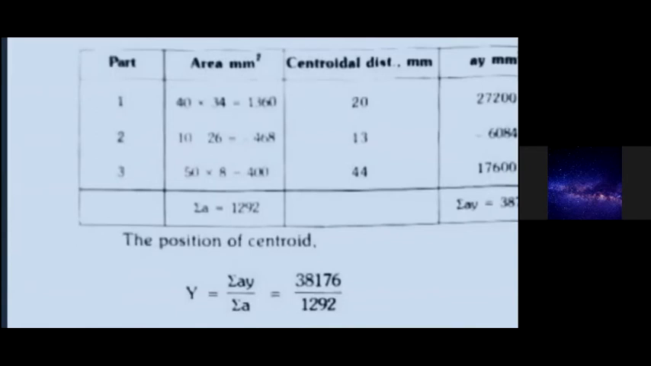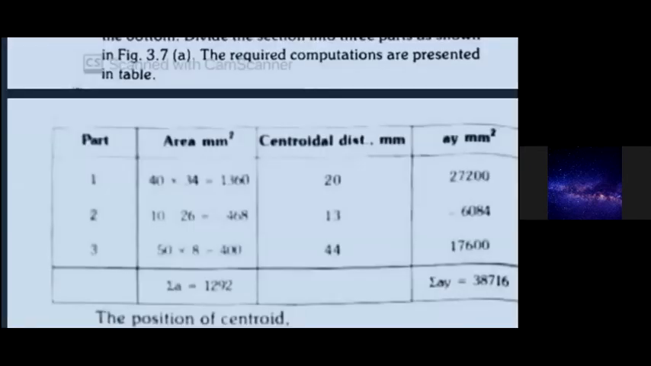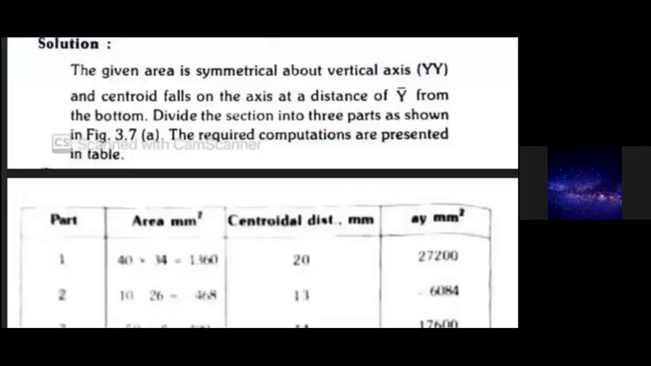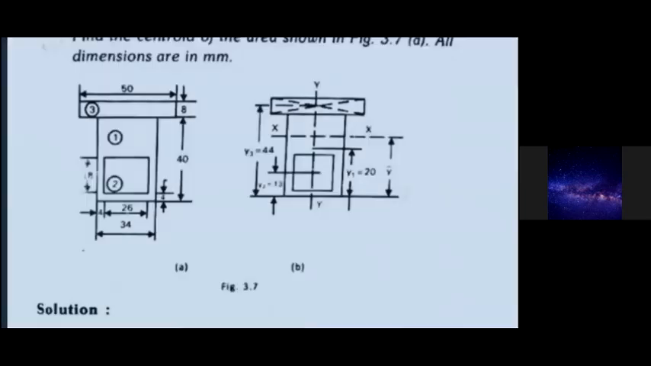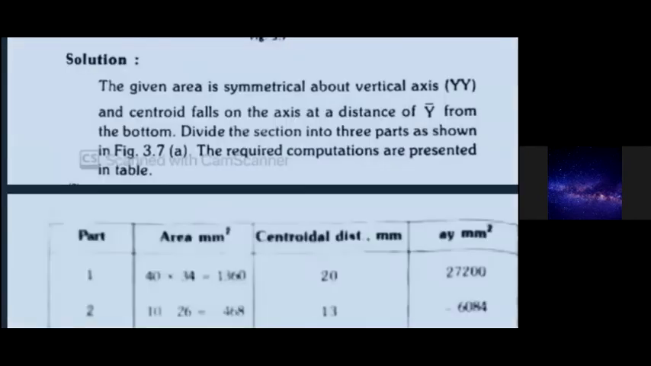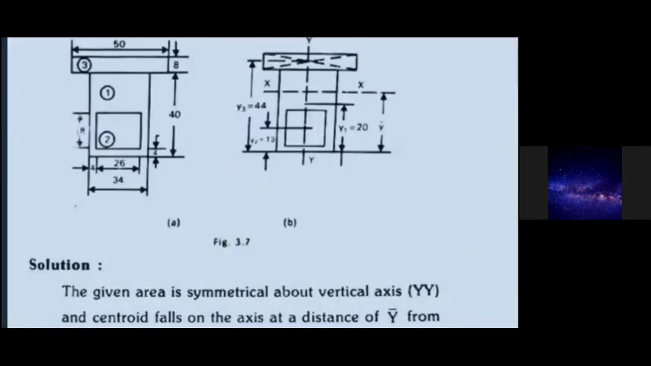So next, find the centroid of each individual component. You see here, first the larger rectangle. So the centroid of that larger part 1 from bottom: the total length is 40, so half of 40, that is 20.